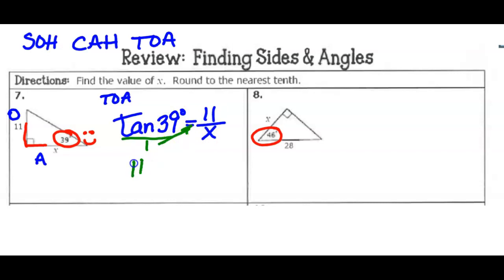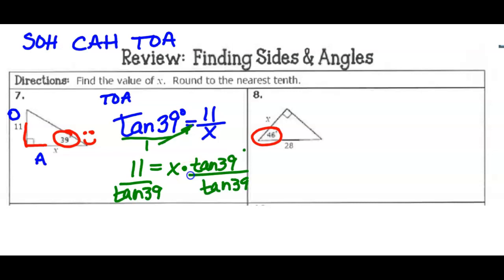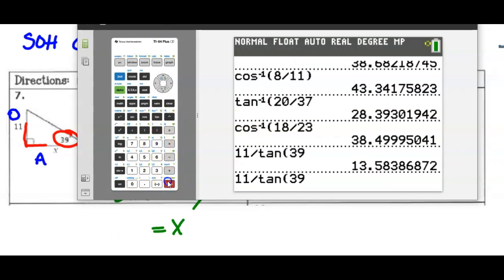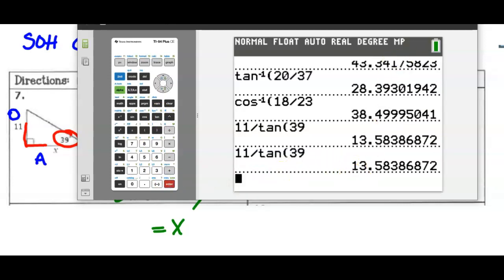11 times 1 is 11. And x times tangent of 39 would look like this. I don't usually write that step, because then to get rid of times, we're going to divide both sides by the tangent of 39, which will just leave x. So I'm going to type 11 first and then divided by the tangent of 39 on my calculator. 11 divided by the tangent of 39 is 13.6.